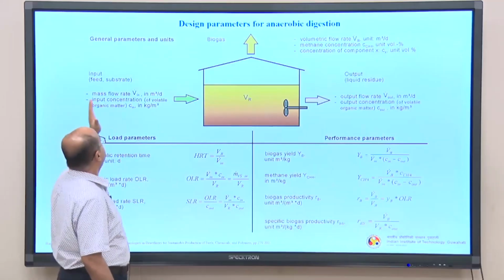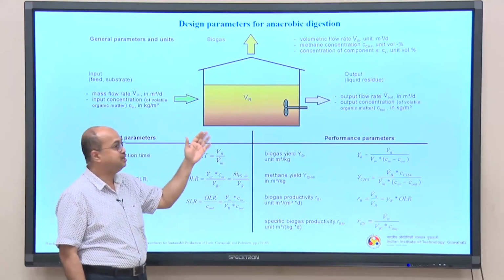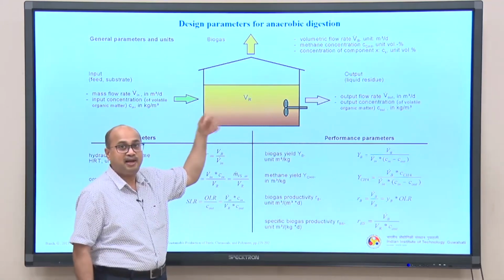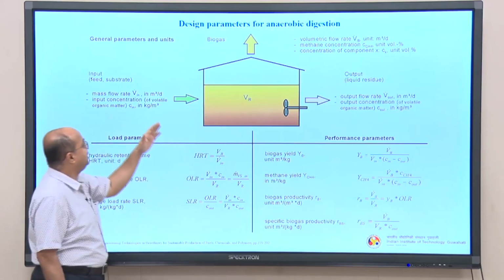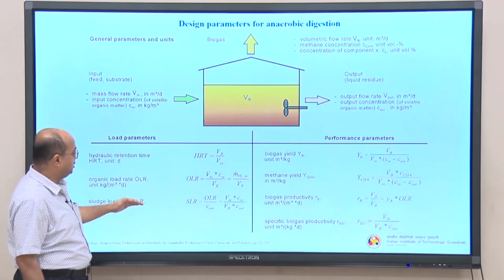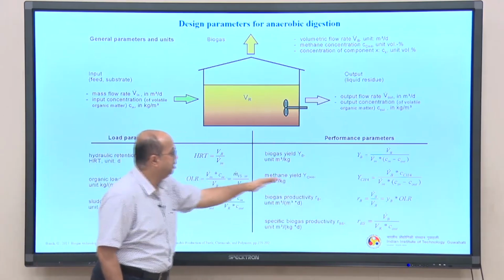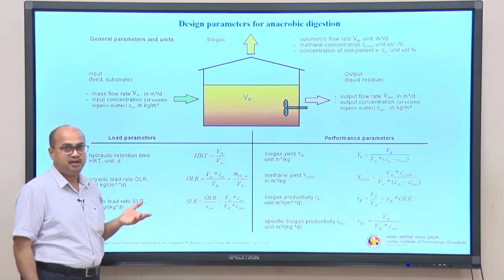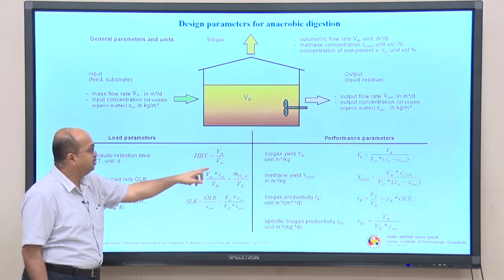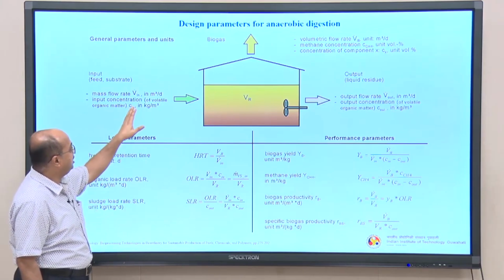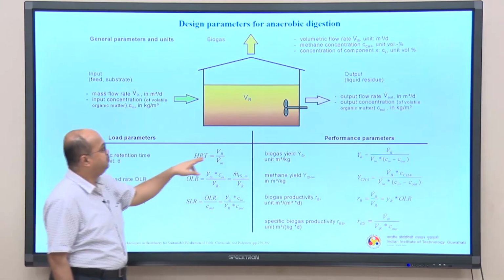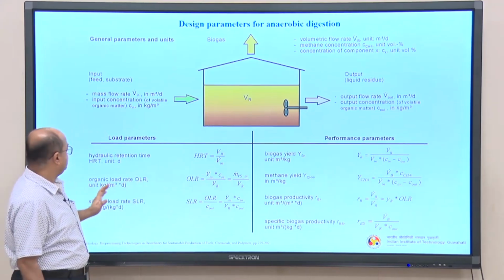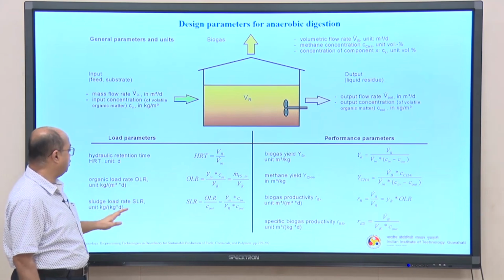So, three things. First is the input, feed, substrate, whatever it is. This is the output, liquid residue, and then this is the biogas, that is the final product output. So, you can see that the load parameters are given here, the performance parameters are given here. The load parameters like hydraulic retention time HRT, in terms of days, so VR by V in. V in is your input mass flow rate and VR is your output mass flow rate. Then organic load OLR, then sludge load rate SLR.